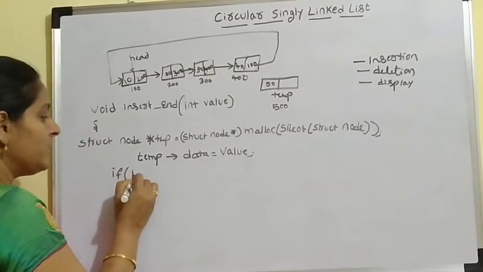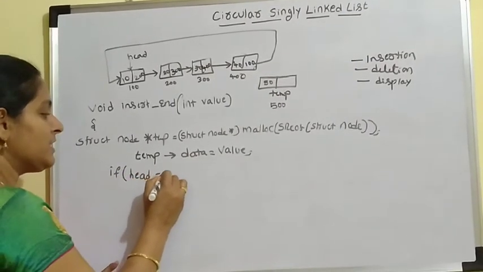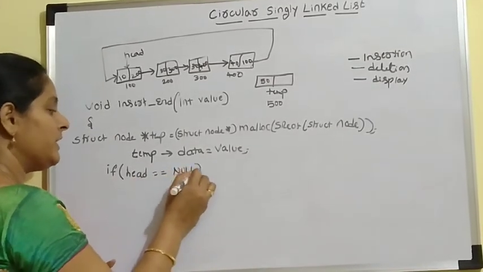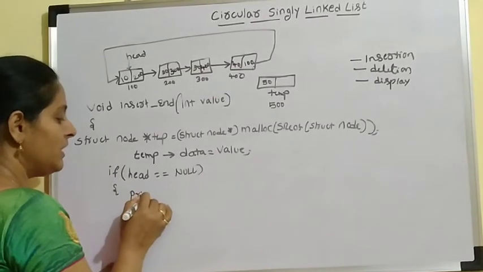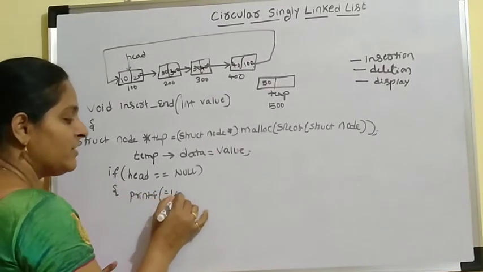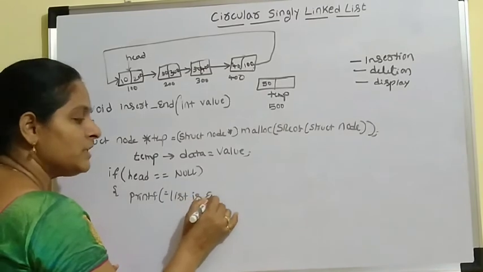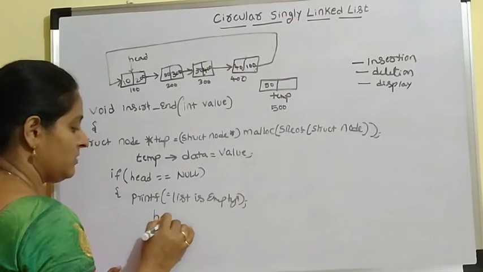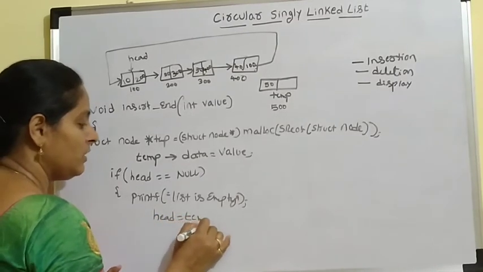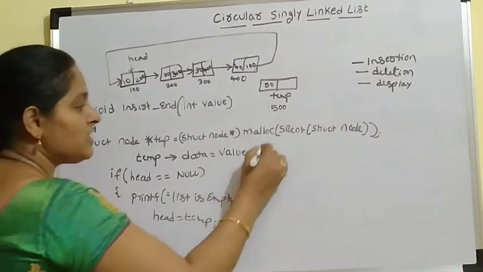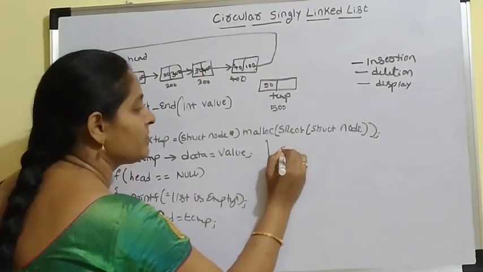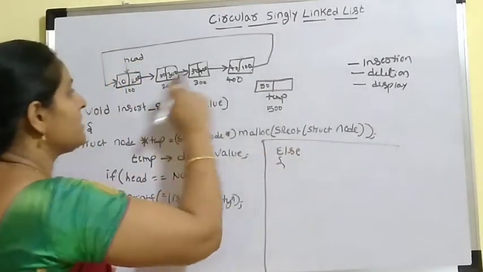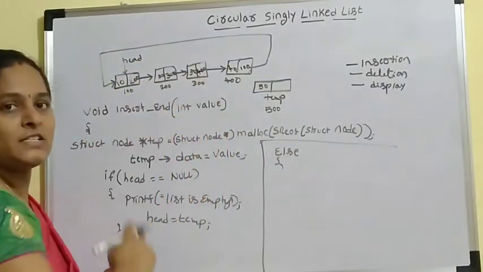For that I am using head. If head equal to null, that indicates that the list is empty. If the list is empty, our inserting node will be the first node as well as the last node. Head equal to temp. Suppose the list is not empty, as here in this example, the list is not empty.